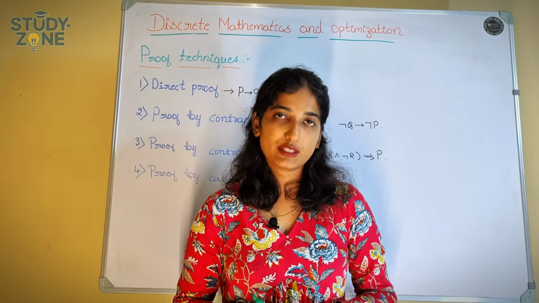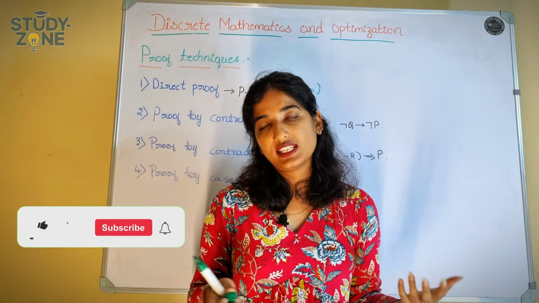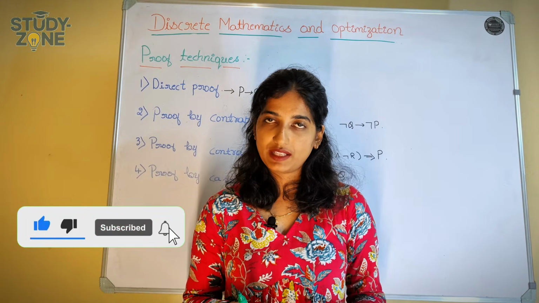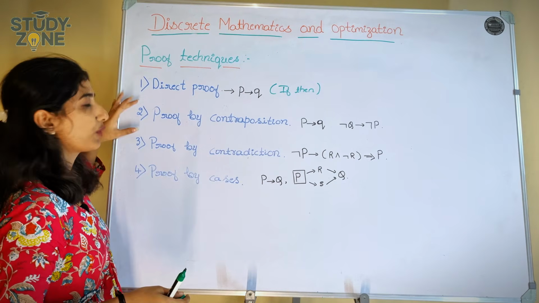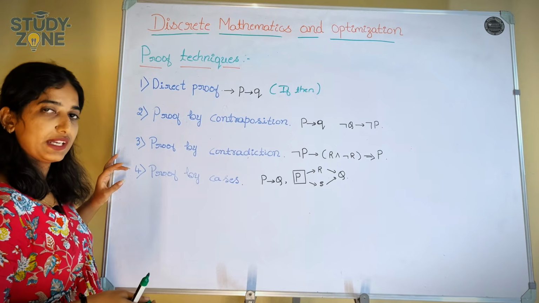Today I am going to explain the topic, that is proof techniques in discrete mathematics. So there are mainly 4 proof techniques in discrete mathematics, and they are direct proof, proof by contraposition, proof by contradiction, and proof by cases.